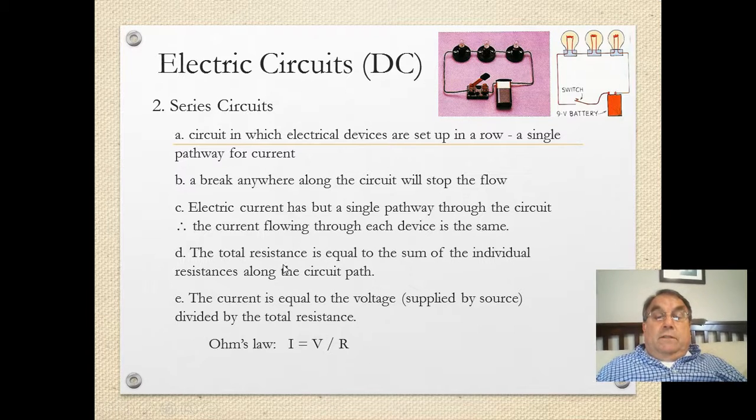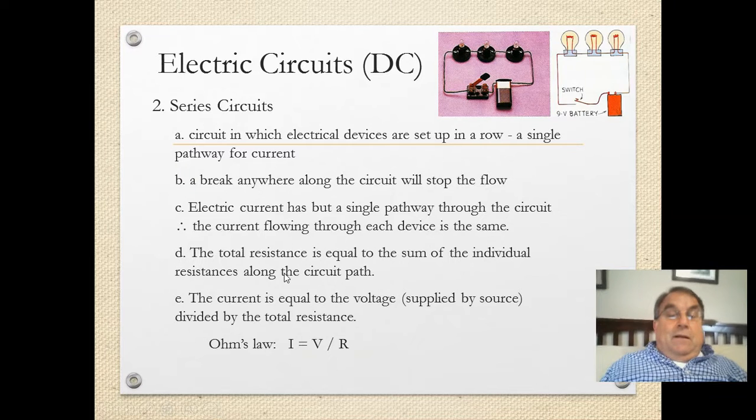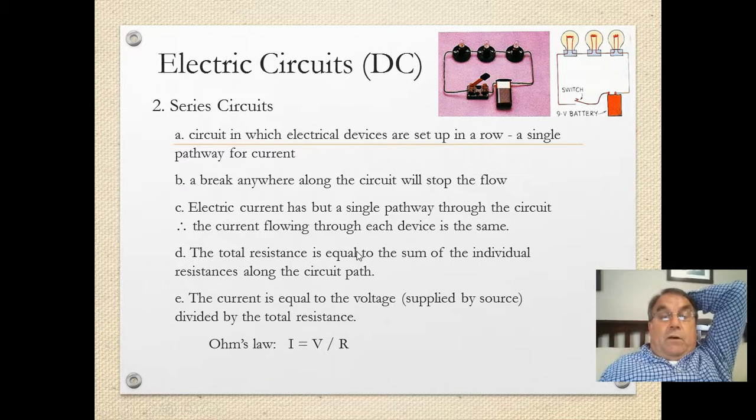The total resistance is super simple. It's just equal to the sum of the individual resistances along the path. If you want to figure out the current, remember Ohm's law, E equals IR, so I equals V over R. You take the voltage divided by the total resistance, which is just the sum of each of the individual resistances.